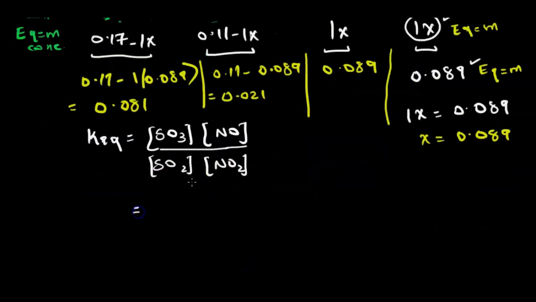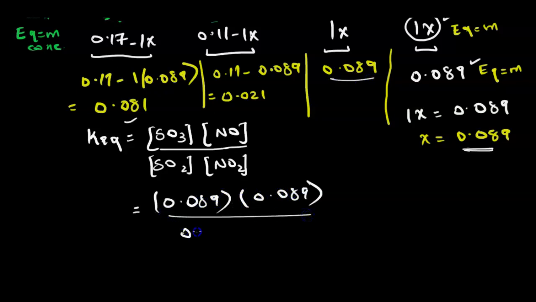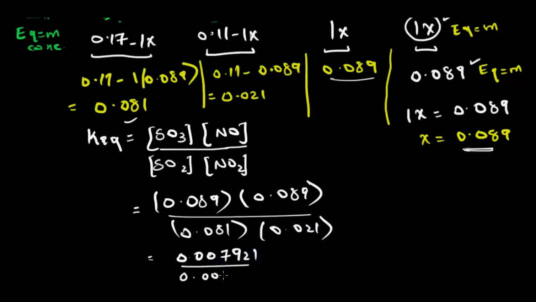Now we have equilibrium values, so we will just put in the values here. So this is 1x, which is 0.089, times this is also 0.089, divided by 0.081 times 0.021. Just have to put this all in the calculator and we would get the answer: 0.007921 divided by 0.001701, which is equal to 4.66, and that's the value of K equilibrium.